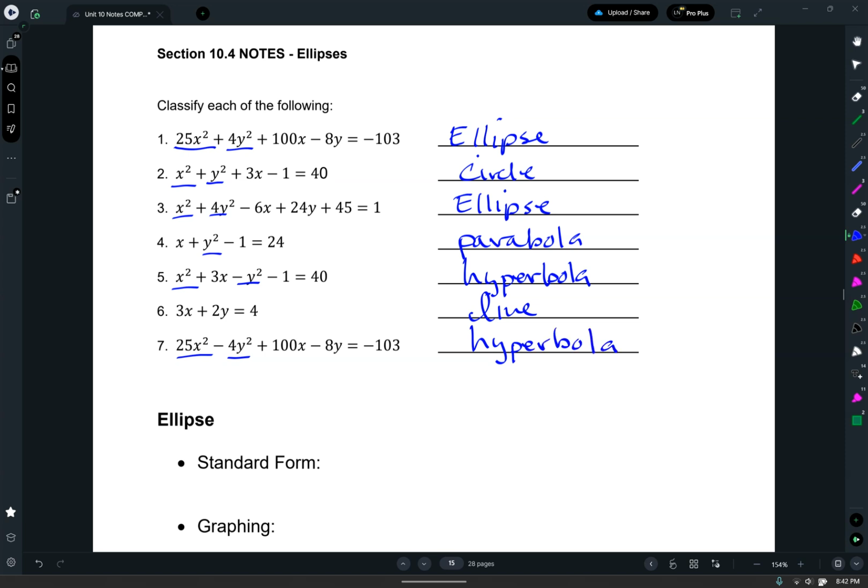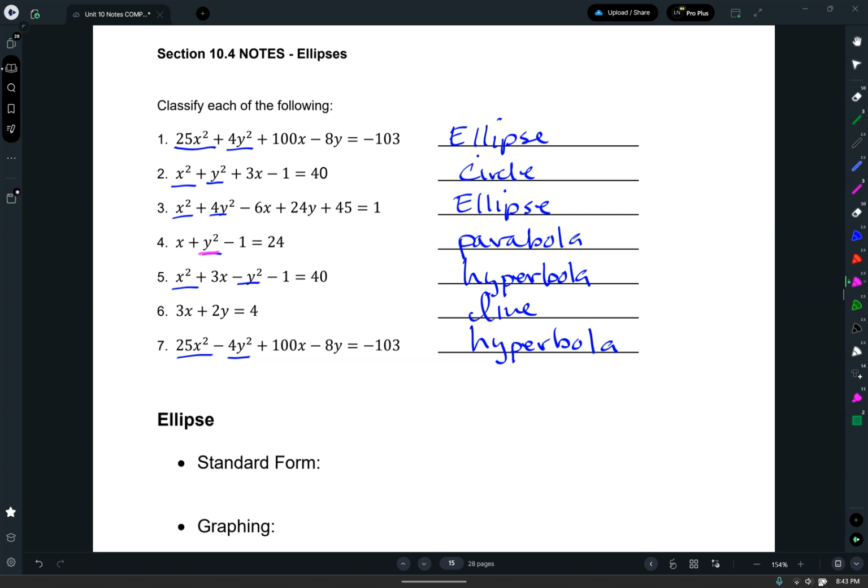Hopefully you tried that on your own and checked it. And I do want to go back up just so that we don't forget what we learned about the parabolas. So on number 4, we said it's a parabola because there's only one squared term. But I'm curious, if it's the y that's being squared, is this the kind that's going to open up and down? Or is this the new kind that's going to open to the right or left?